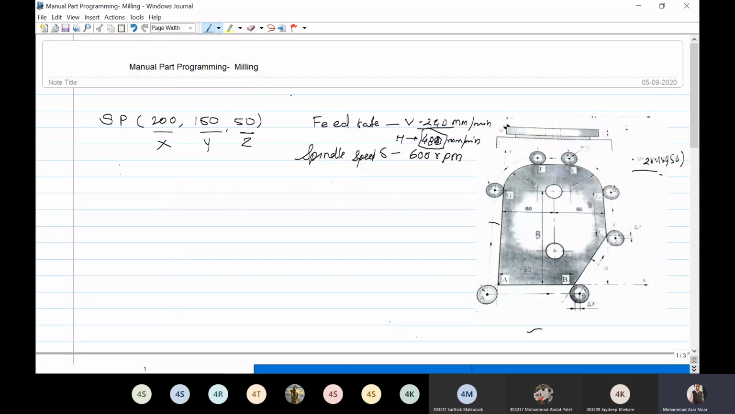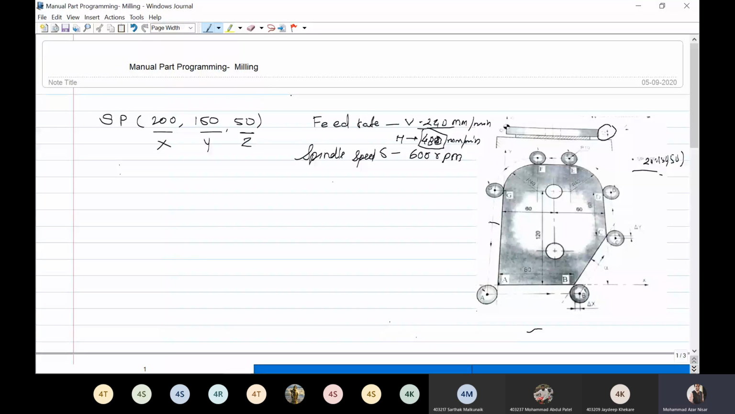So of these two feed rates, this 240 is for the approaching feed rate, and this is the cutting feed rate. It means when the tool first approaches into the depth, the depth given is 12 mm in the Z direction. So for the first depth it will take 240 mm per minute feed rate, and after that it will take 480 mm per minute.